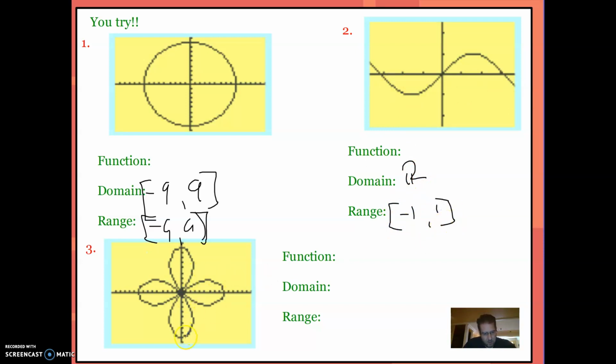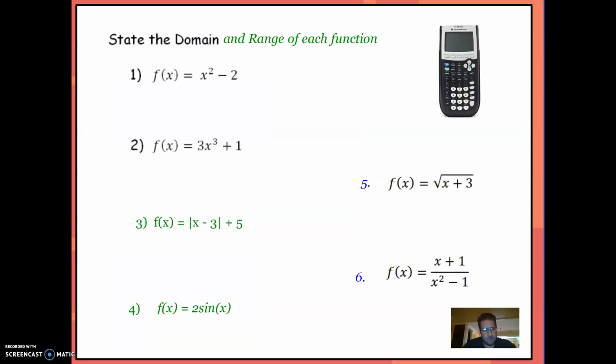Once again, not a function. If you draw a line right here, you're going to hit the flower-looking shape, which is in polar, which we'll do later in the year. This is not a function. The domain is everything from here to here using brackets, and the range will also be here to here using brackets because everything in between is connected. All right, so I would do the same thing for these questions.